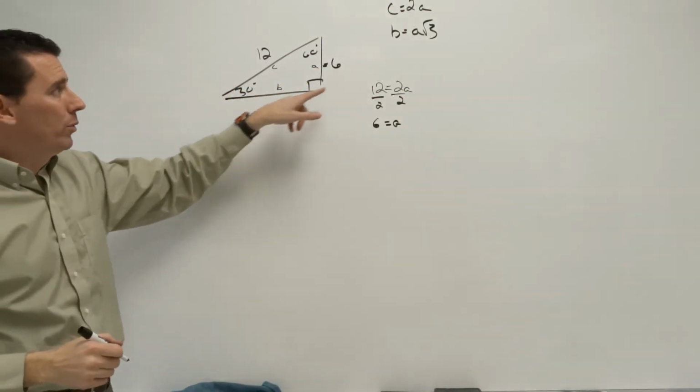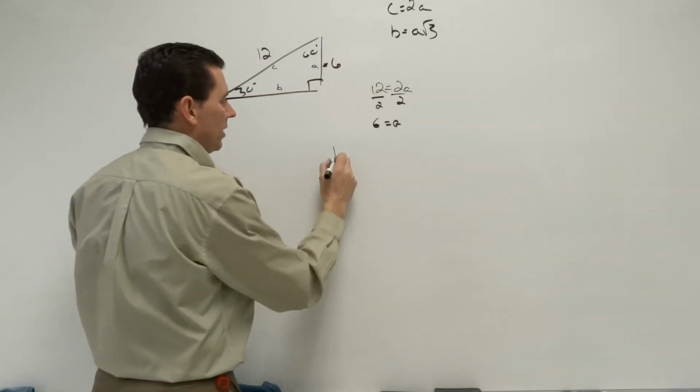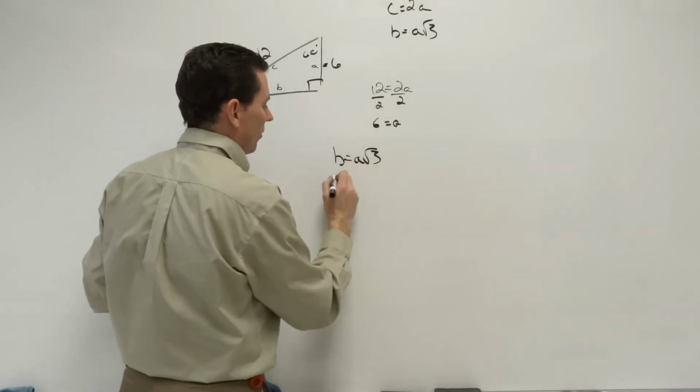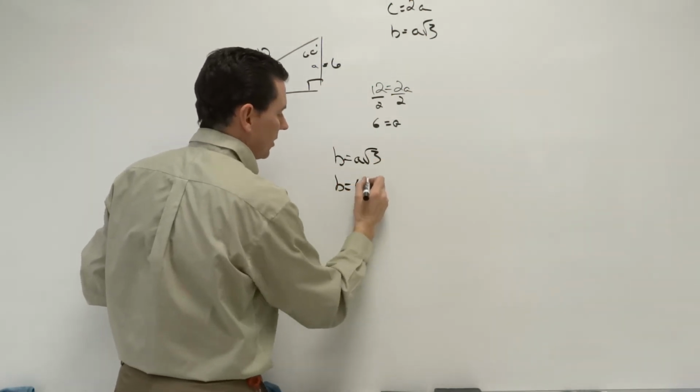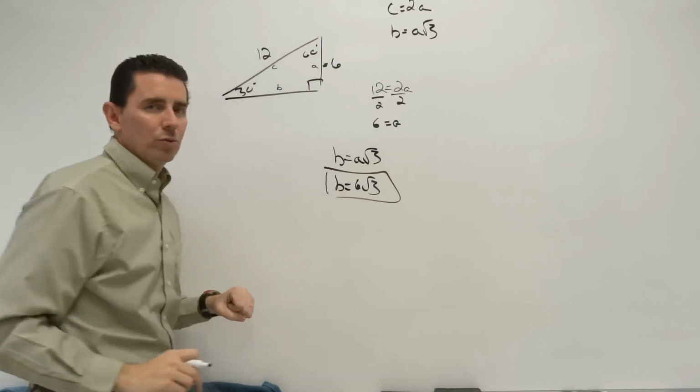Now I want to find out what B is. Pick the other formula that has a B in it. B equals A root 3. We just said A was 6. Guess what B is? 6 root 3.